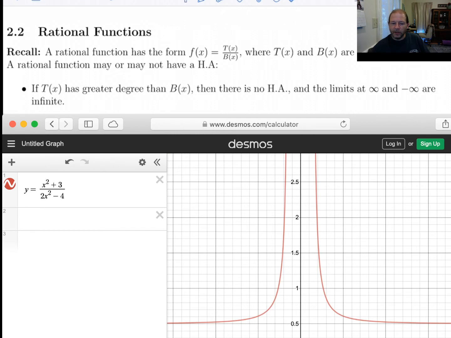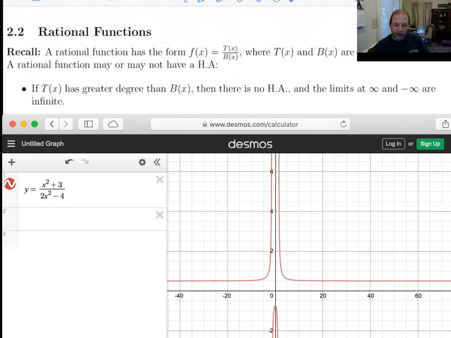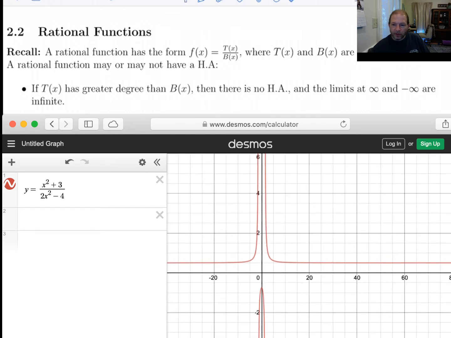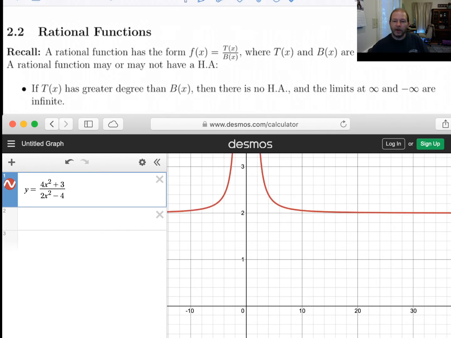All right. So this graph now, it's got a few different parts to it. But notice, this is 2. If I zoom in a little more, we can see, yeah, as x grows large, this is approaching 1/2. Same thing in the other direction. If I change this up here to 4x squared, now that changed our asymptote to 2.